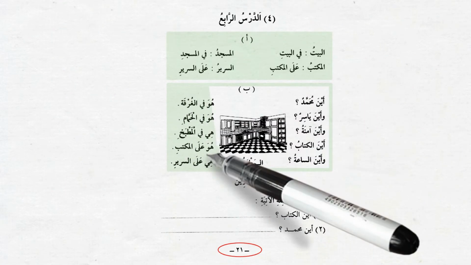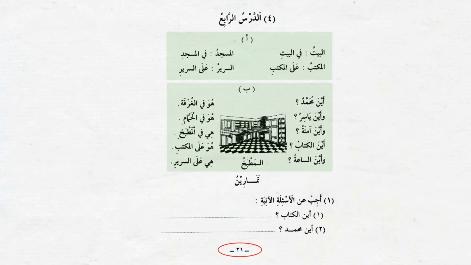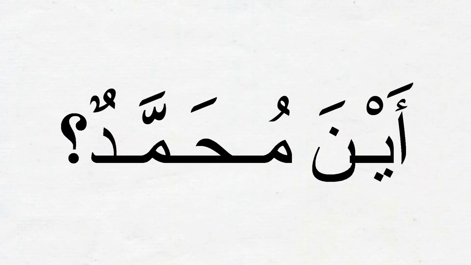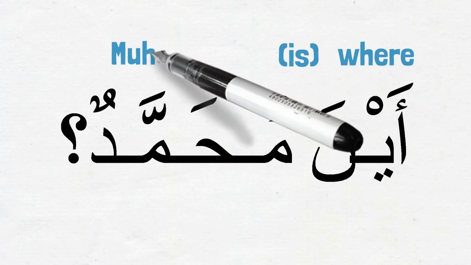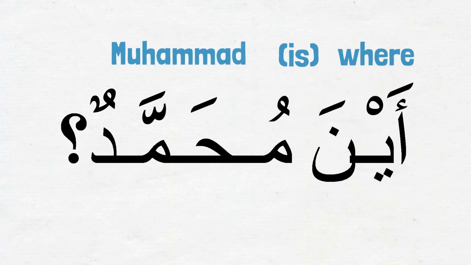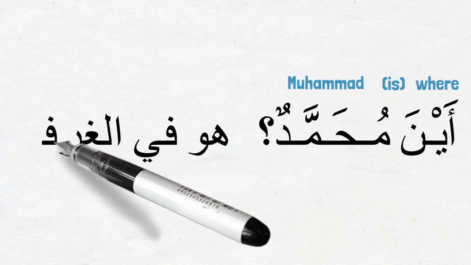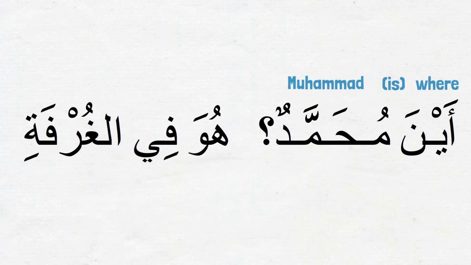Let's move on to part B of the page now. We have a few questions and answers here. The first one is Aina Muhammadun. Here, Aina means where. And we are asking, where is Muhammad? Aina Muhammadun. The answer is Huwa fil ghurfati, which translates to he is in the room.